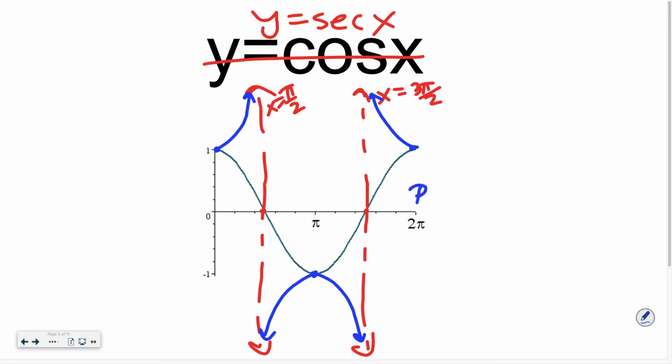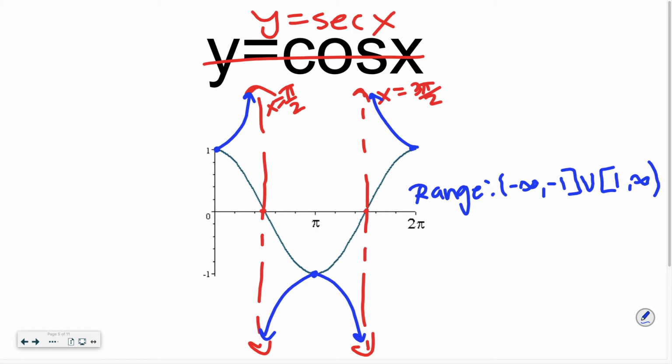Okay, so when we talk about the range of this parent function, we have the same thing happening. We have values below and including -1, and we have values above and including +1. So as we have vertical stretches and vertical shifts, that will affect our range. As we have horizontal shrinks and stretches, that will affect the period.